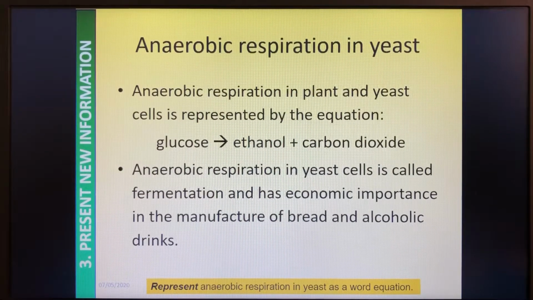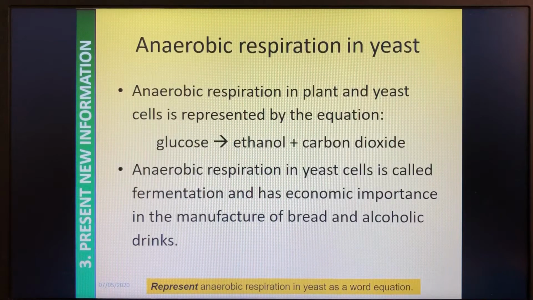It makes ethanol and carbon dioxide, and that ethanol can be used in the production of alcoholic drinks, wines, beers and spirits, and the carbon dioxide is used in bread to make bread rise. Okay, so the carbon dioxide bubbles up and causes the bread to rise.